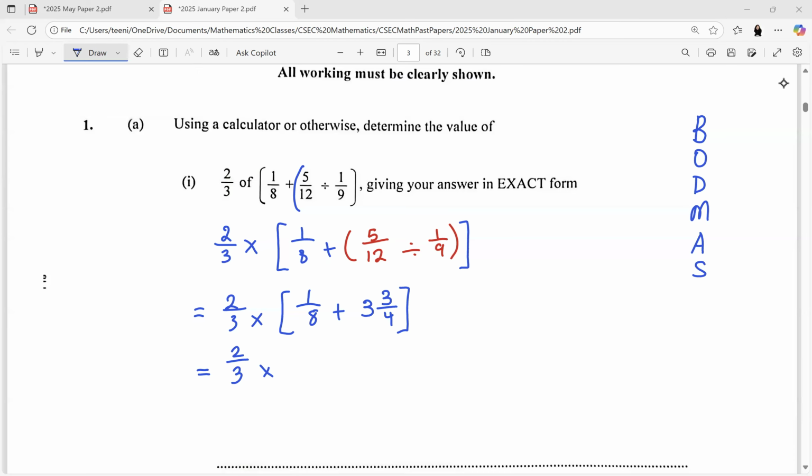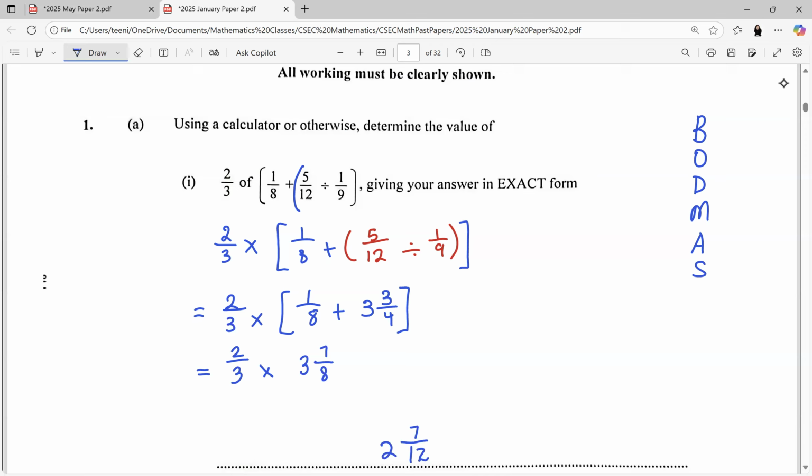So that's 3 7/8. And then that times 2/3 will be actually 2 7/12. Okay, so Joshua, I think you did something wrong somewhere. Check what is 1/8 plus 3 3/4 again for me and tell me what that is. Not multiplying by 2/3, just 1/8 plus 3 3/4.